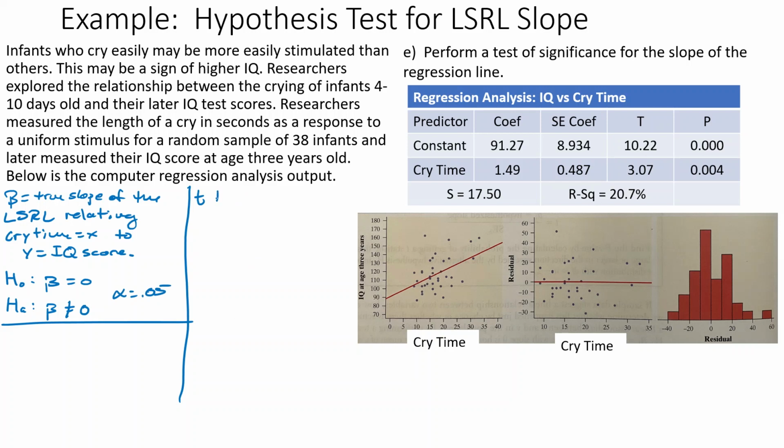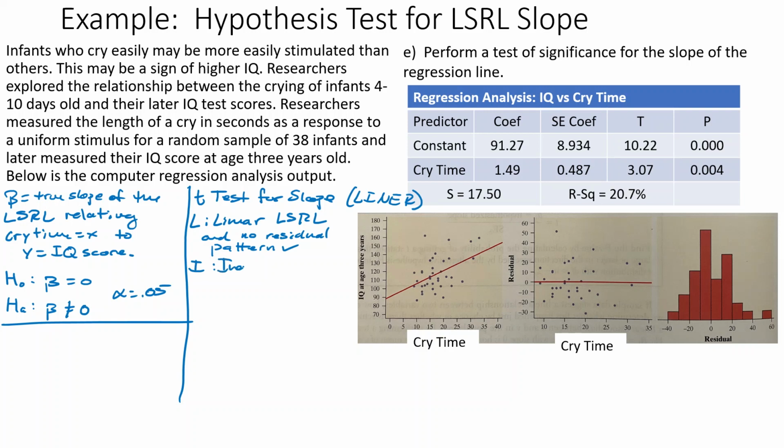All right, next up. So this is a t-test for slope. You can put beta here if you want, or for linear regression. L, so we've got linear. Yeah, sure, good enough. Residual, no pattern. All right, so linear, least squared regression line and no residual pattern. That checks out. Again, I'm just going with a LINER here, our condition. Independence. All right, so did it say what our sample size was? It did, N was 38, which is probably less than 10% of all infants. And every kid is going to be independent of every other kid.